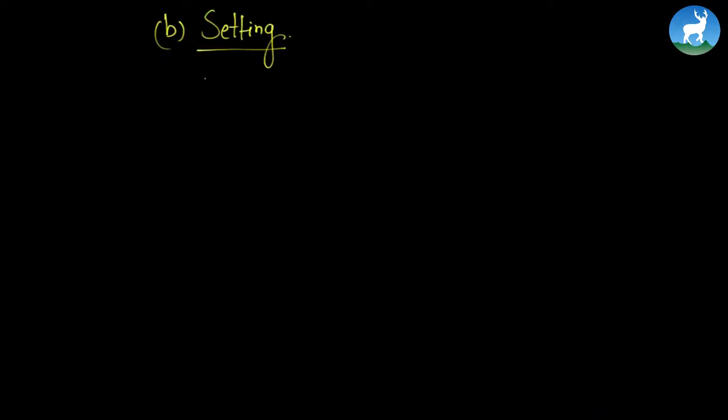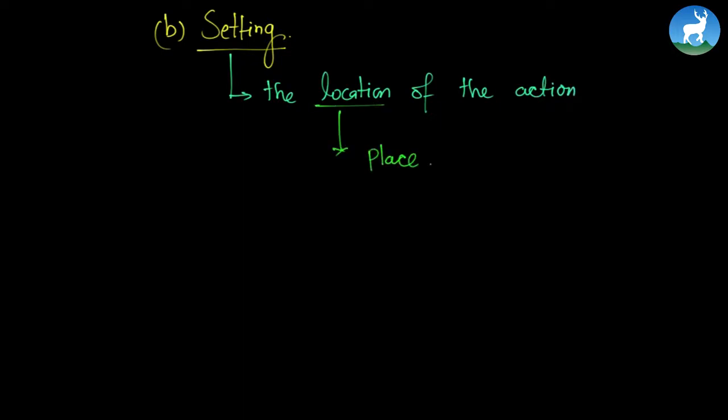Let's go to setting. Now, setting is the location of the action. So what do you mean by location? Location means place and time, not just place, but also time, right? So it is the place and time where the story is going to take place. An author should describe the environment or the surroundings of the story in such detail that the reader feels that he or she can picture the scene. So it should be detailed so that the reader can picture what is going on, correct?